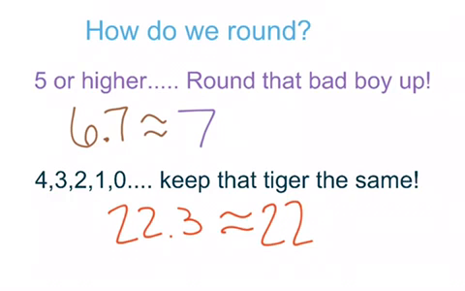Okay. If your number is 4, 3, 2, 1, or 0, we're going to keep it the same. So 22.3 is going to be about 22. We're going to round it back down to 22 and drop off the rest of that decimal number.